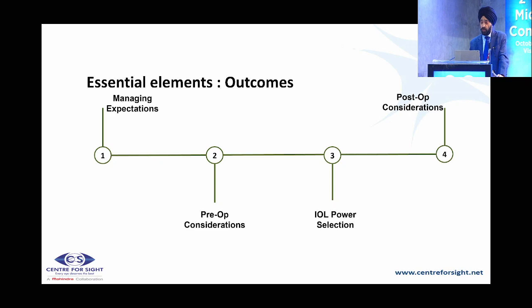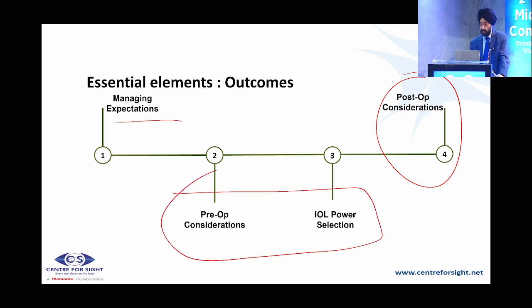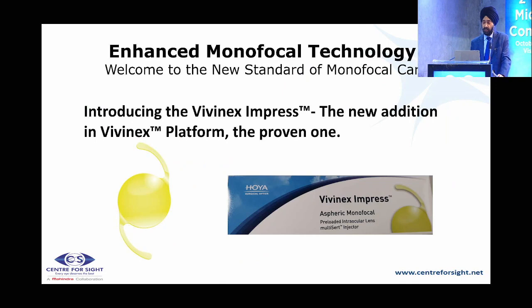So the post-op consideration on the patient's outcome would be dependent on what the expectations were, what the pre-operative considerations were, and what IOL power selection you got. This is a lens that has been made available to us in India about 5-6 months ago. We still don't have the toric variety, though it's available, and we expect the toric variety to come.